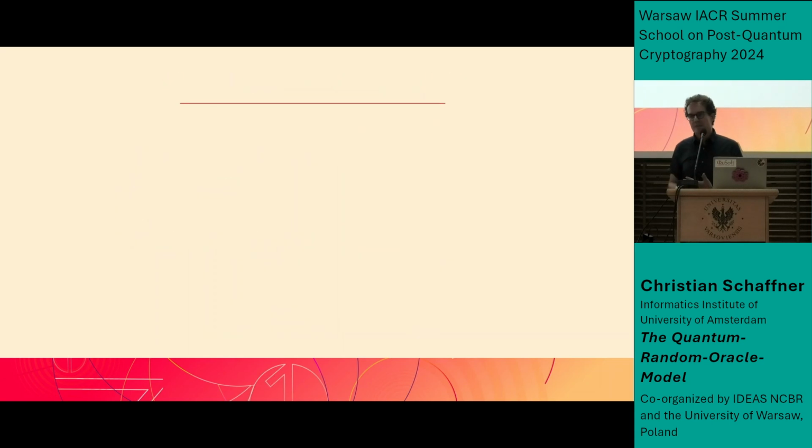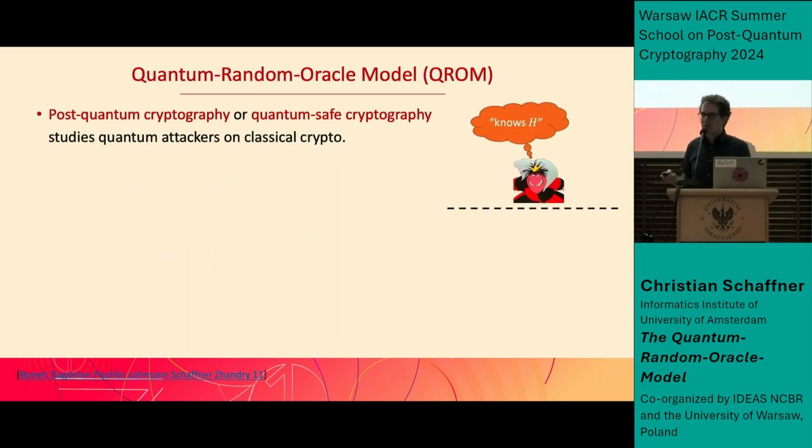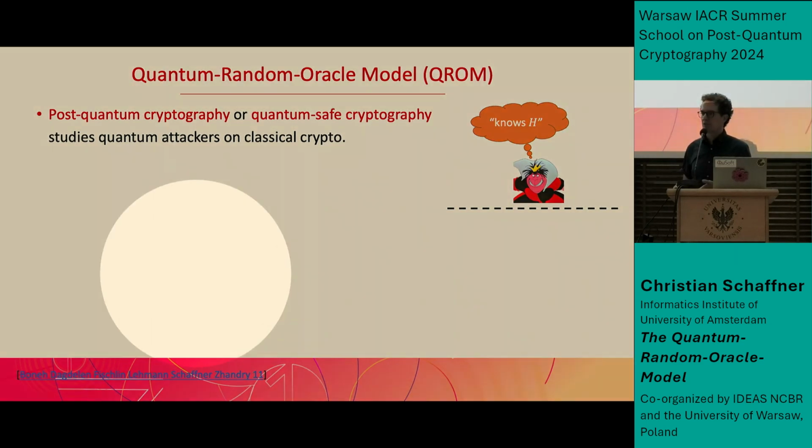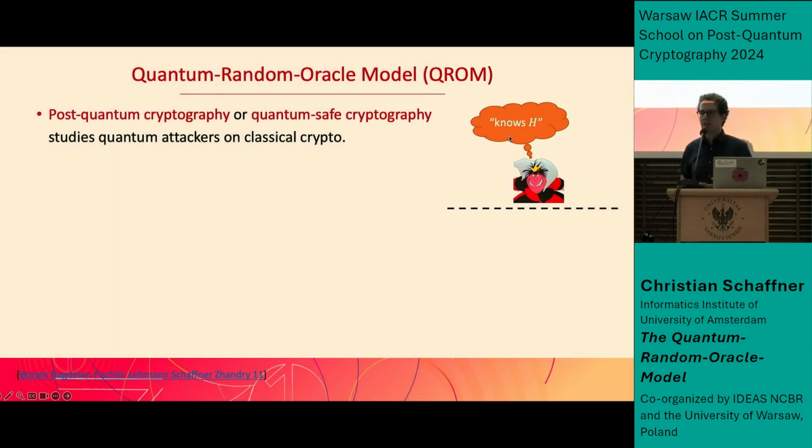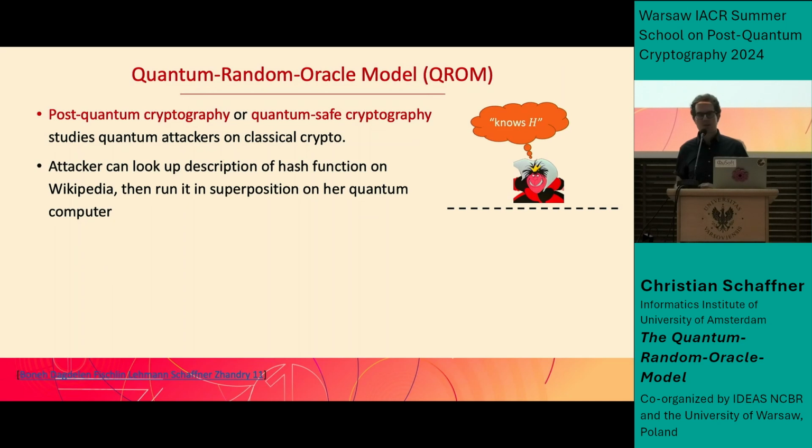And why is that? Well, it's because if you do post-quantum cryptography, and I think that's the purpose of this school, we want to be safe against future quantum attackers. So even those who can use the tricks that Julia introduced, and then also run Shor's algorithm and do all kinds of nasty computations on their quantum computer, well then, in particular, they know this hash function. They've looked up the description of SHA-3 on Wikipedia, so they can also run this function in superposition. If you have a working quantum computer, you just take the function and run it in superposition.